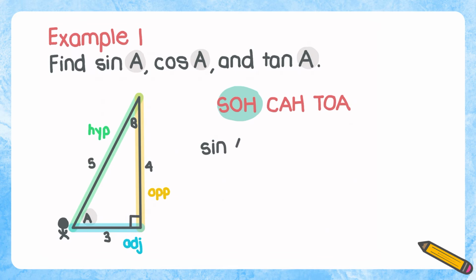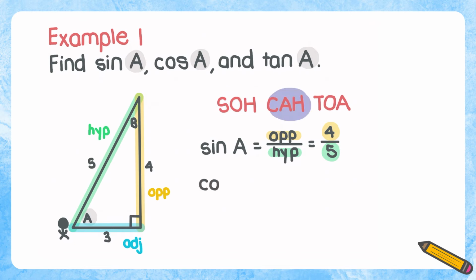The acronym helps me remember that sine of A equals O, the opposite side, over H, the hypotenuse. In this case, our opposite side has a length of 4, and our hypotenuse has a length of 5. So sine of A equals 4 over 5, where 4 is the length of the opposite side and 5 is the length of the hypotenuse. So sine of A equals 4 over 5.